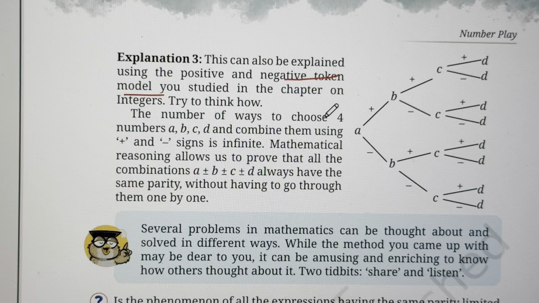The number of ways to choose 4 different numbers a, b, c, d and combine them using positive and negative signs is infinite. Mathematical reasoning allows us to prove that all the combinations always have the same parity without having to go through them one by one. With this diagram it was so easy to prove. So you don't need to explore all the numbers in the world. By establishing these algebraic rules and making such diagrams, you can prove it for all the 4 consecutive numbers possible in the world.